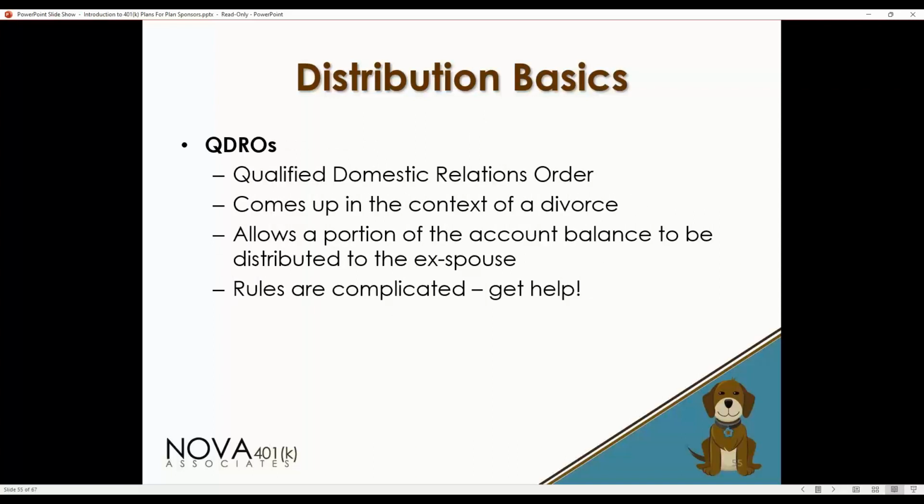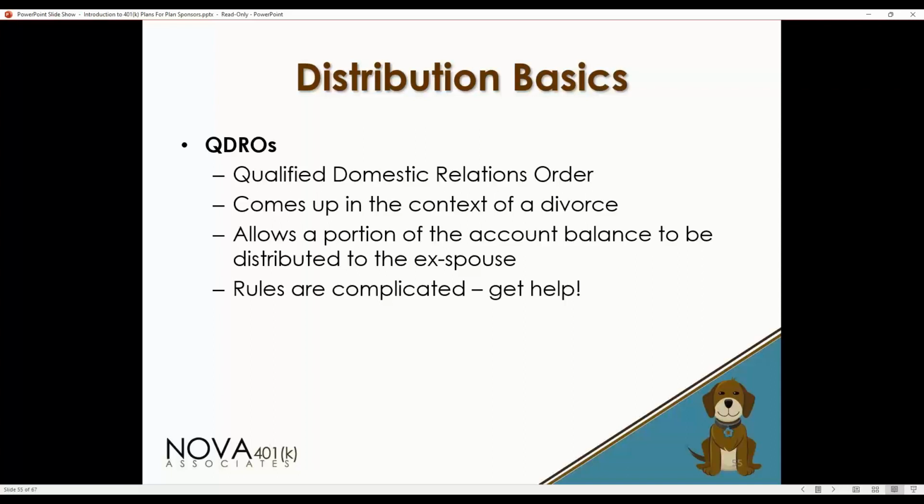QDROs, we see these mostly when there's a domestic relations order with a divorce. And so you may get paperwork from your participant in the form of the domestic relations order. And this is usually, well, it's very complicated. So I would say when you receive this domestic relations order, please reach out to your account manager or forward it directly to our distribution team so that they can review the domestic relations order and make sure it is deemed to be qualified.